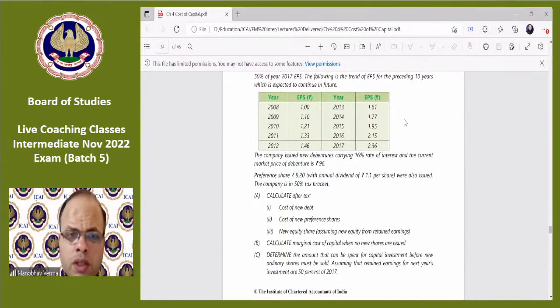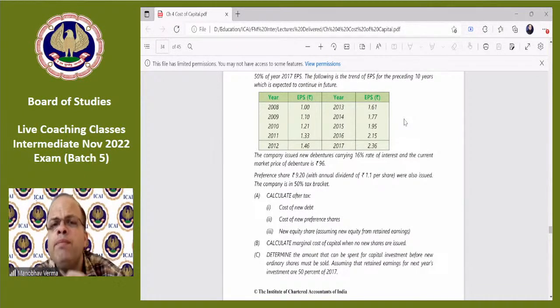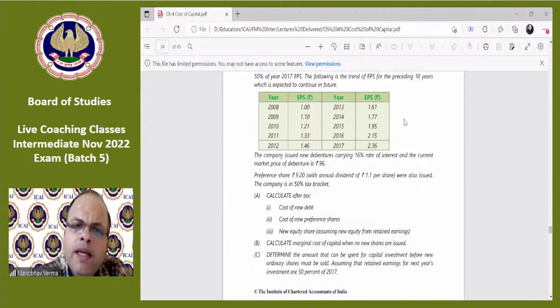We'll go to these questions, but I want to quickly check here. Do you conclude something from the EPS? Can you conclude something from the EPS for the last 10 years? Some information that we might need for equity share cost calculations?